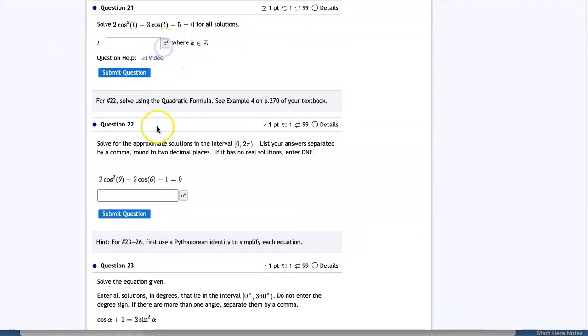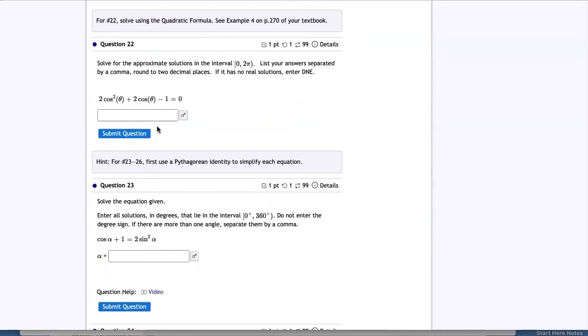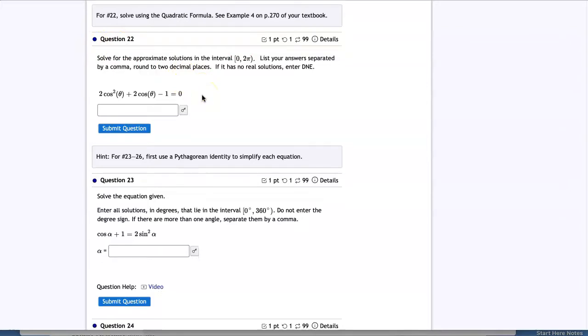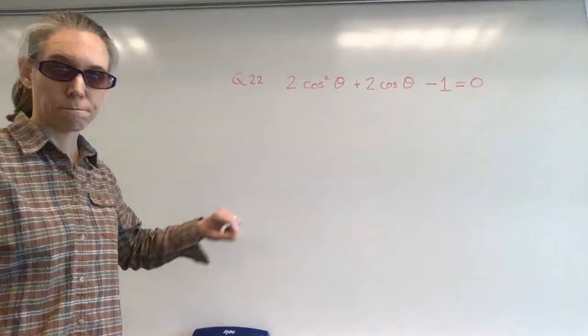Okay, so now question number 22. See, I'm really nice. I tell you to use the quadratic formula. Really, use your textbook as much as possible. Go through these problems with the textbook, and it's going to be really helpful. So I'll go ahead and work with you on question number 22 now.